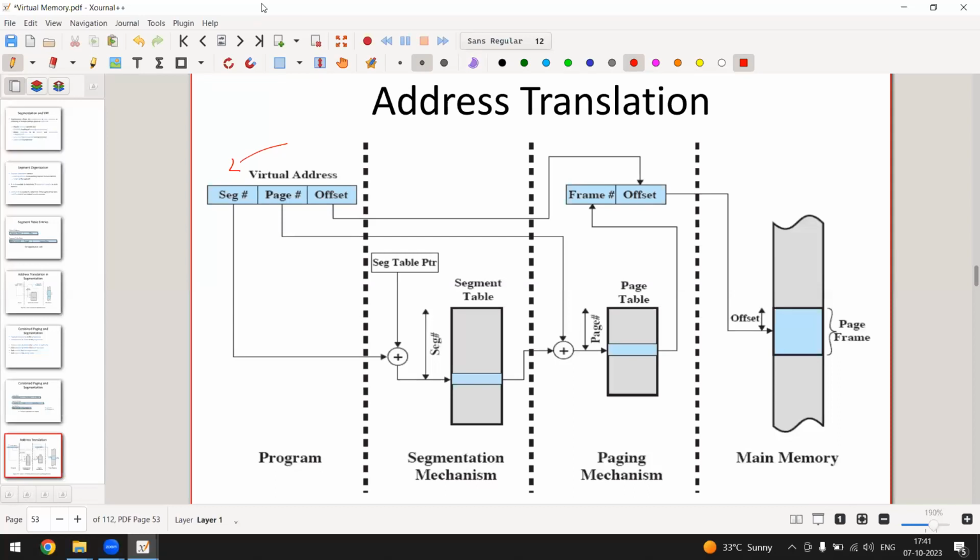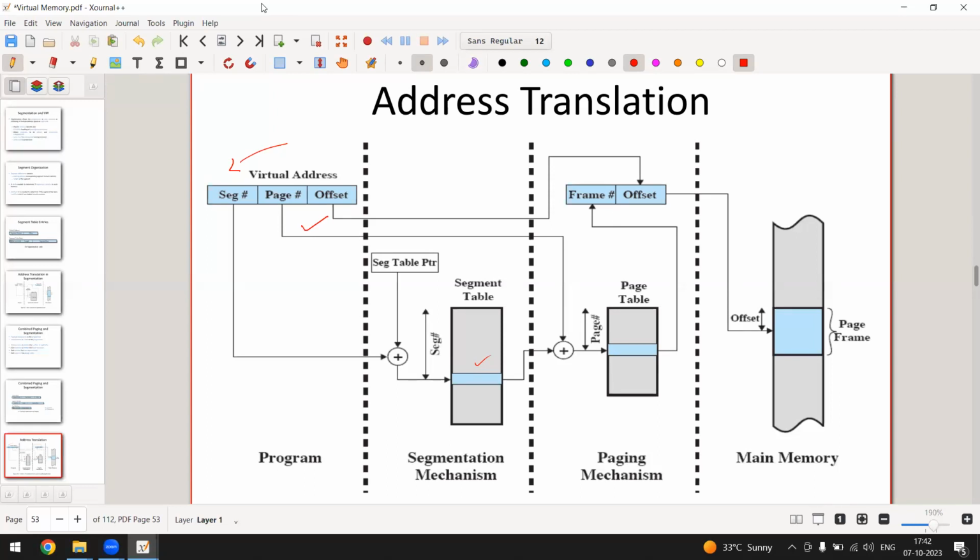From that, I will get the corresponding address of the page table, right? Because for each segment, there is one page table. So at this particular step, I'm getting the address of the page table which I have to refer. And in that page table, I have to look for this page. So this address is transferred here. If I combine these two things from here, I will actually get the frame number and offset.